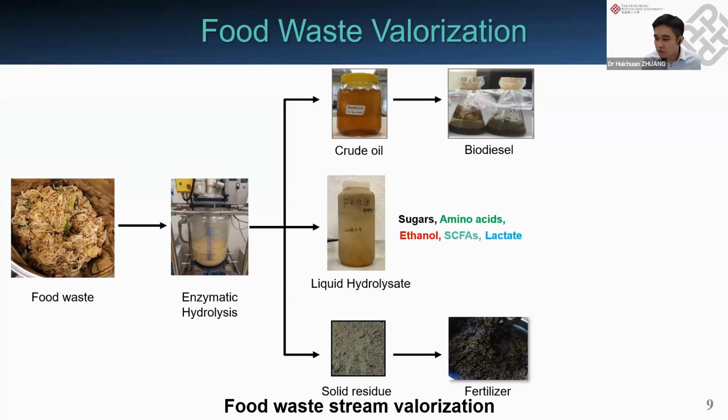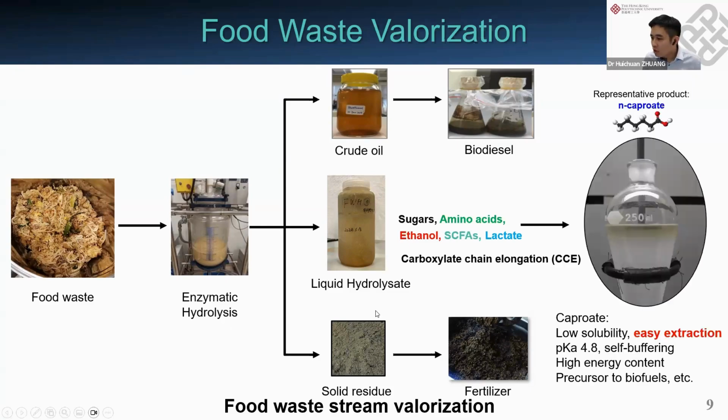But how to treat that liquid hydrogen? So we propose this biological process, the carboxylate chain elongation process, CCE. The product of this CCE process is actually caproate, this six-carbon chemical.